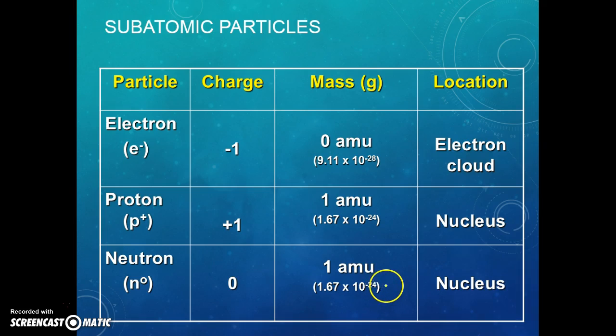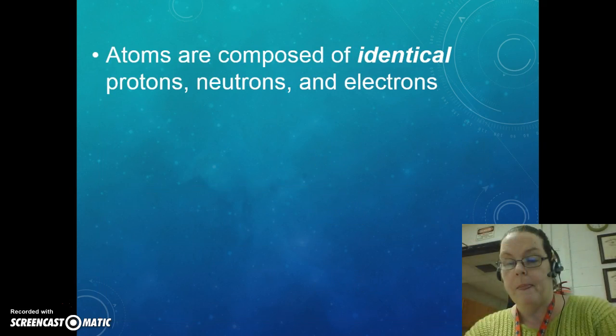These numbers right here in parentheses are actually the mass in grams. The numbers on top, in AMU, are atomic mass units, and we'll be talking about both of those a little bit later in discussing what that means. The location is important as well. Electrons are not found in the nucleus. They're found outside the nucleus in an electron cloud, and then protons and neutrons are found inside the nucleus. And so that makes a huge difference about what we talk about here.